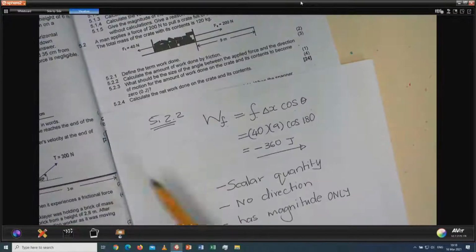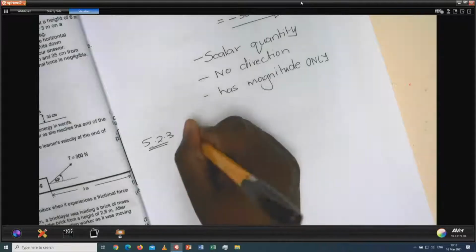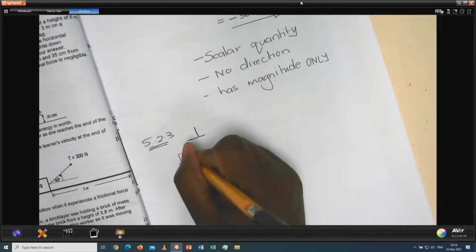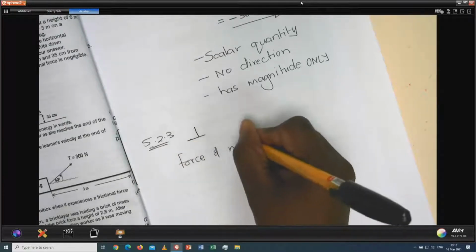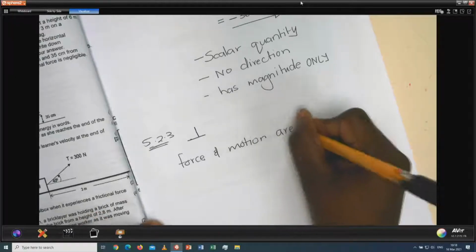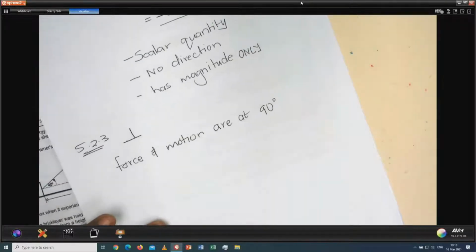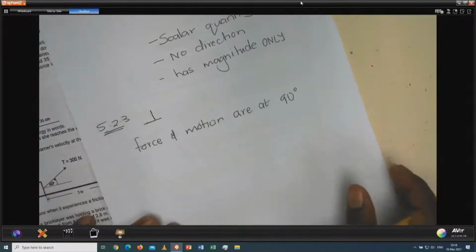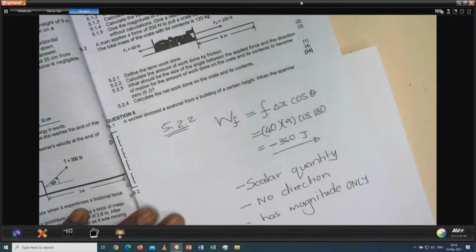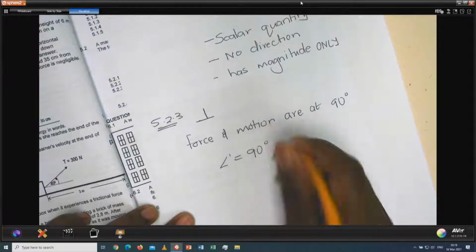We know that if force and motion are at 90 degrees with each other, then the work done will be 0. So the correct answer there is 90 degrees. So the angle should be equal to 90 degrees.